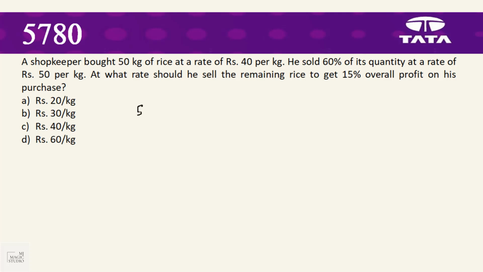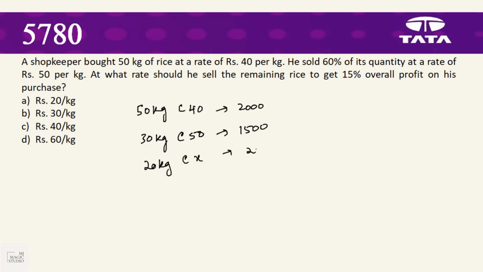A shopkeeper bought 50 kg of rice at the rate 40. That means he has invested 2,000 rupees. He sold 60% of the quantity. 60% of 50 kg is 30 kg at the rate 50. That means he got 1,500. At what rate should he sell the remaining? Remaining is 20 kg. Let him sell at X. That is 20X. This is the revenue.